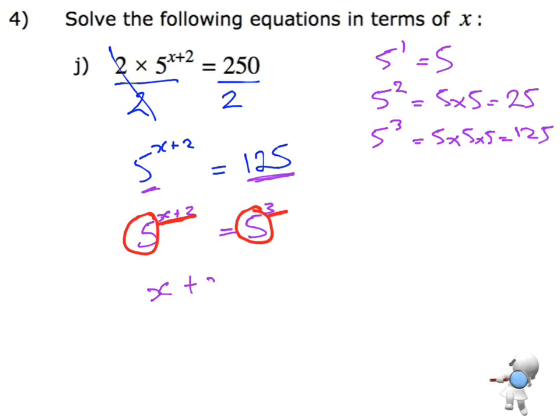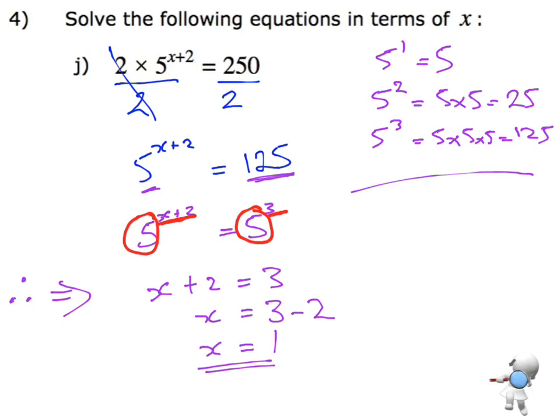So x plus 2 must now be equal, so I can just put a little arrow or the little therefore. The 3 dots means therefore. Therefore, x plus 2 is equal to 3. Solve that. Take the plus 2 to the other side, so that becomes 3. Take away 2, so x is equal to 1.